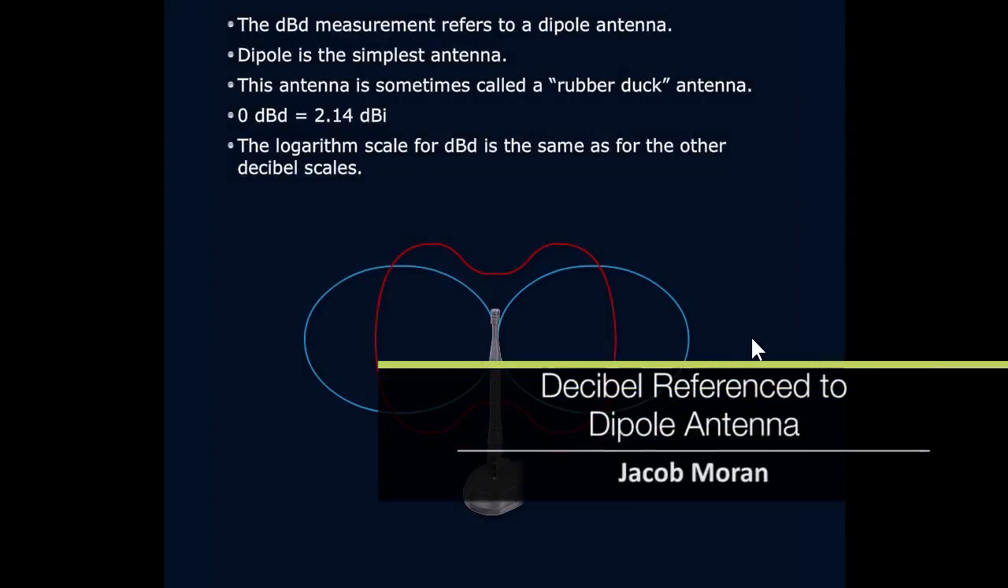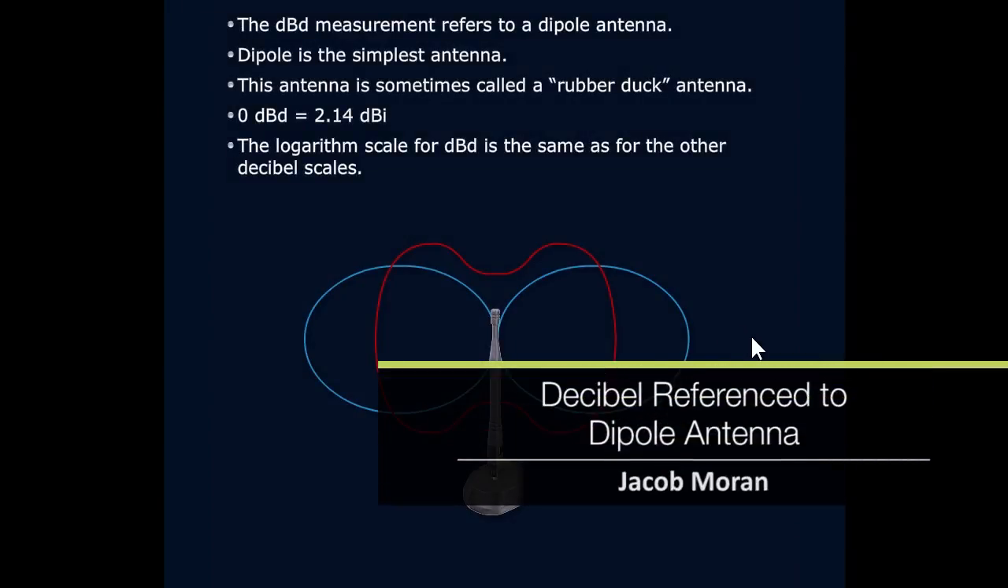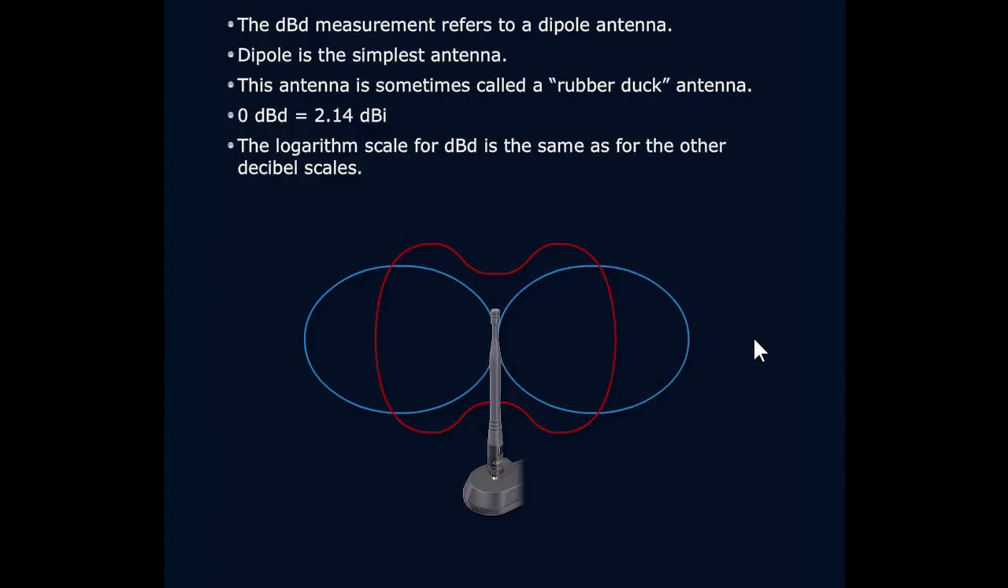Gang, we know that we need to measure relative strength of antenna because some antennas are more powerful than others, and more powerful in different directions than others. So we need a way to reference that antenna strength. We said one way to do that is using dBi, right?